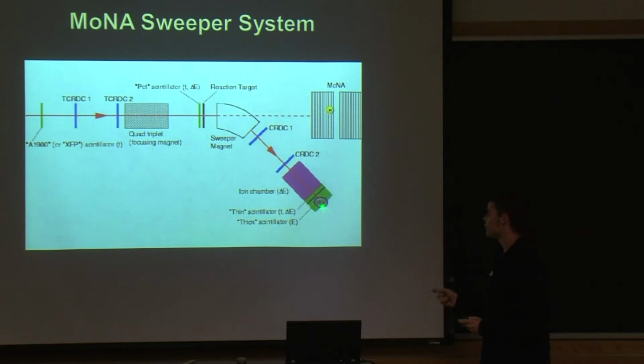Meanwhile, the beryllium-12 nucleus proceeds through these position detectors here and here, passes through the ion chamber, which we actually did not use in this experiment, and lands in a pair of scintillators at the bottom here. We have a thin scintillator, which measures the change in energy as the particles pass through, and is also a timing detector. And then there is a thick scintillator, which is thick enough to actually capture the particles and measure their total energies.